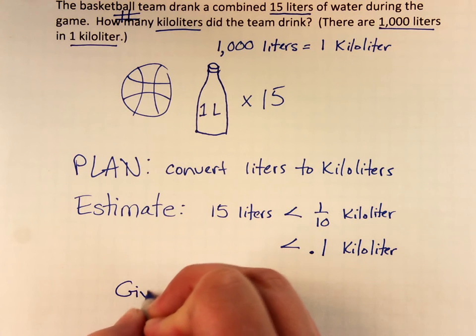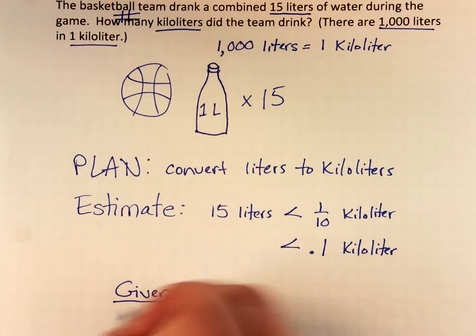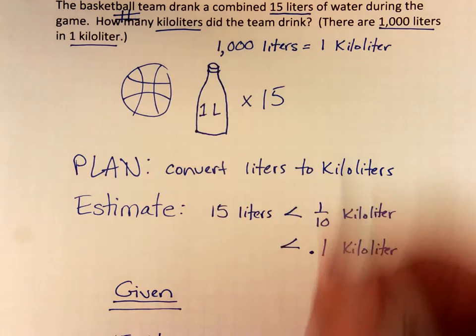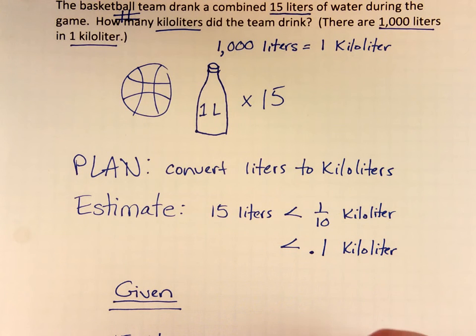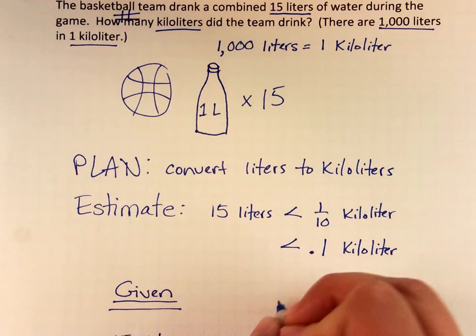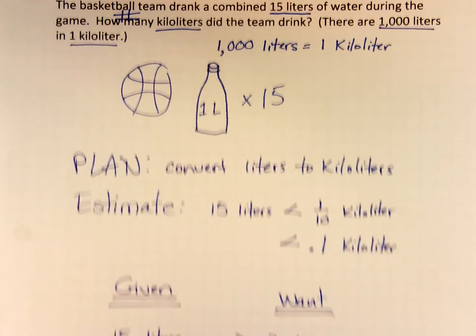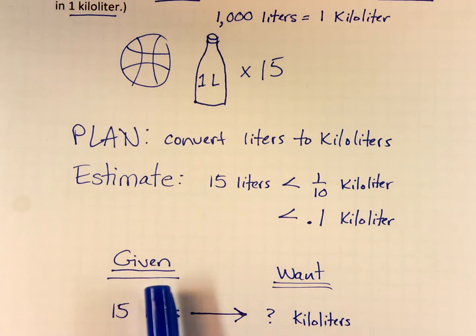Usually the way I start any sort of conversion is I start with what I've been given. I've been given 15 liters. And then the way I do it, I always draw an arrow here. I say I want to convert that into how many, here it is, kiloliters. So I've been given 15 liters, and I want to know how many kiloliters that is.